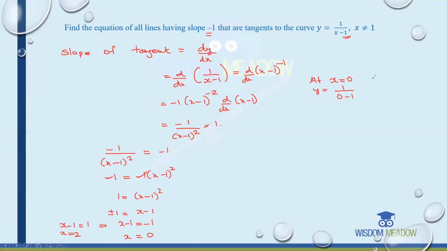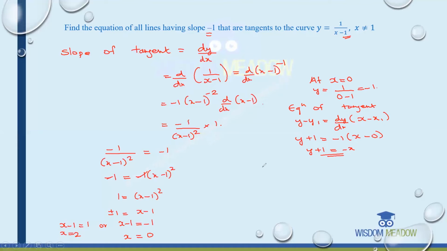Substituting it over here, that's minus 1. So the equation of the tangent is going to be, we know that the equation is y minus y1 equal to m into x minus x1, where m is dy by dx, that is the slope of the tangent. Y minus y1 is minus 1, so y plus 1 equal to the slope of the tangent, which is minus 1, into x minus 0. Now y plus 1 equal to minus x, that's one equation.